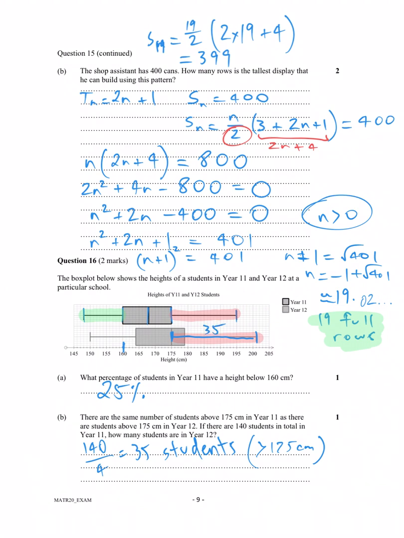Well, that means that 50% is 35. So my total in year 12 is going to be 35 times 2, which is 70 students. Another way to think of it is that 2 quartiles in year 12 is the same as 1 quartile in year 11. So year 11's got to be twice the size of year 12, or year 12's got half the size of year 11.